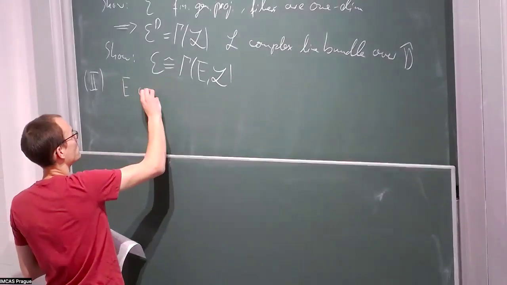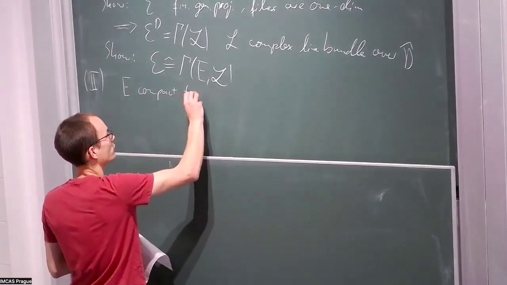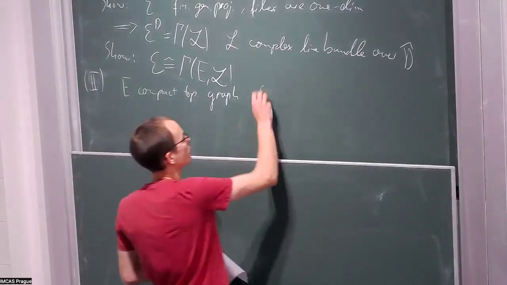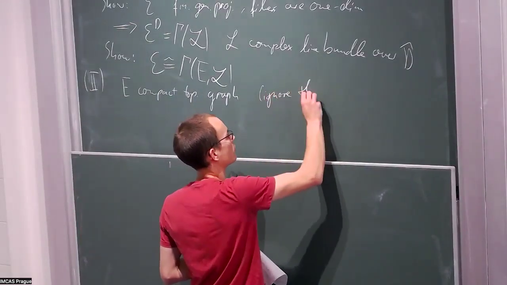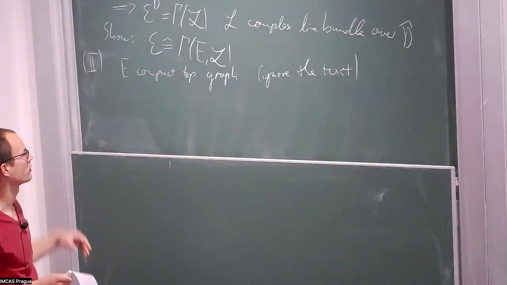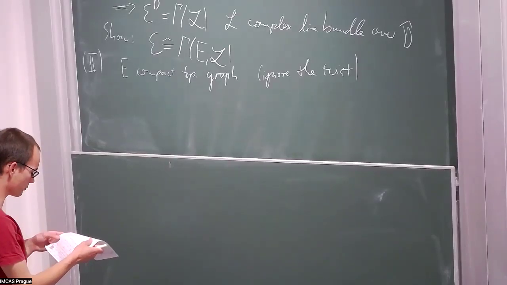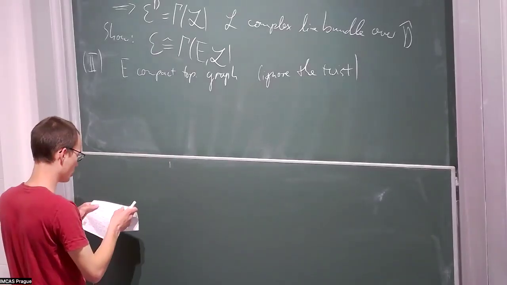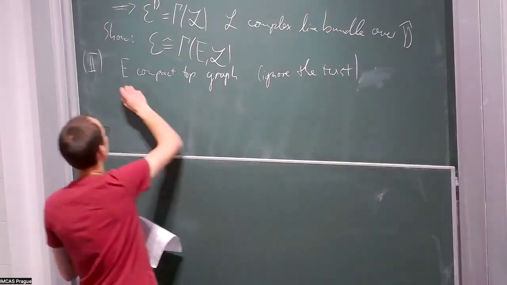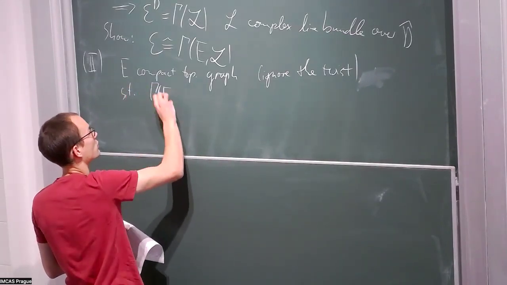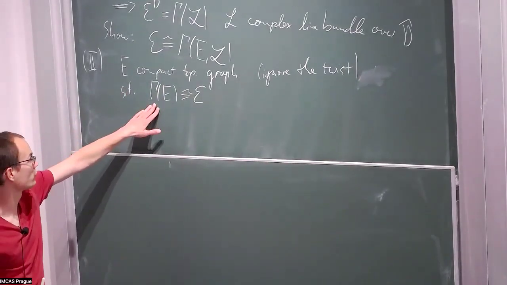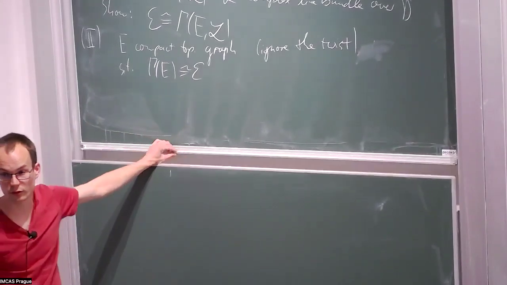Let E be a compact topological graph. And for this direction, I want to ignore the twist. Yeah, I know it doesn't add that much. It just makes it a bit more complicated. Okay, such that the C-star correspondence associated to this topological graph is exactly the C-star correspondence we started with.